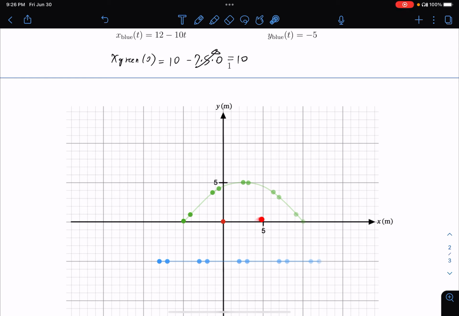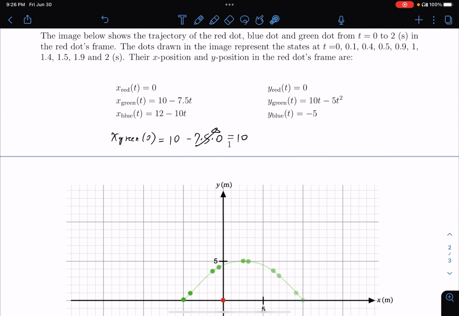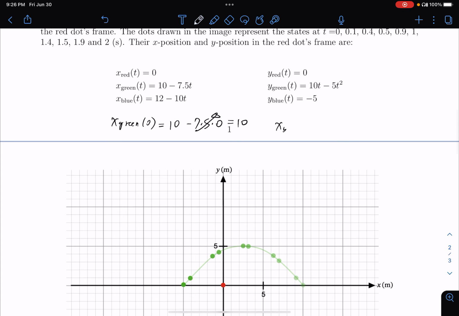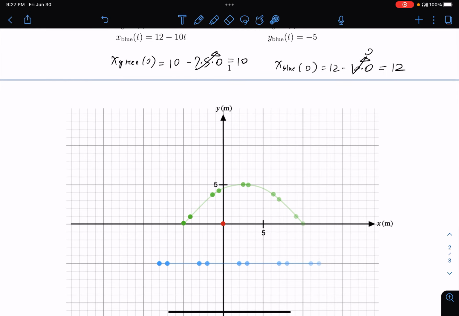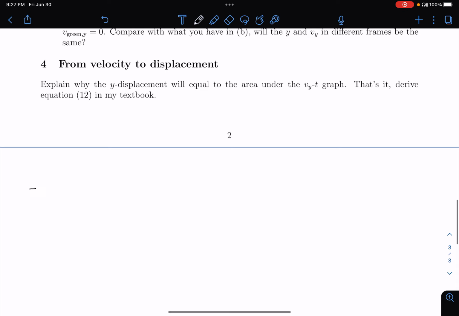So this is exactly the unit we're using here. 5 grids represent 5 meters, so one small square here is a meter. If initially x green is at positive 10, we know the green dot starts moving from here. And if I look at x blue at t equals 0, it is 12 minus 10 times 0, so it's going to be positive 12, which should also be positive 12 here. So you know that at t equals 0, this is where the blue and the green dot are, and the red dot is always here. Let me draw out what the distances between the dots look like at t equals 0.